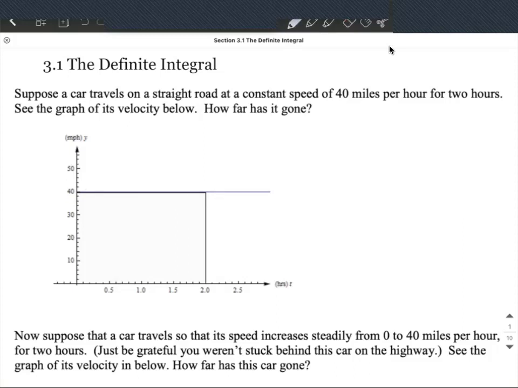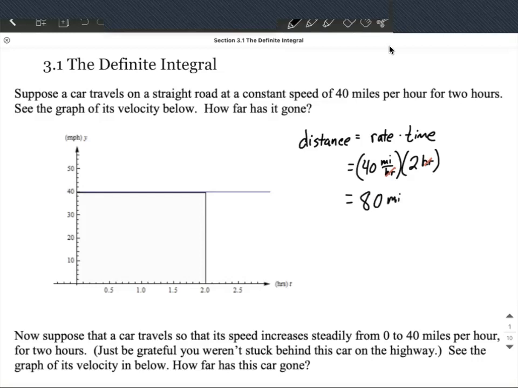Our goal is to figure out what was the distance traveled by this car. Shouldn't be too bad. As most of you know, distance equals rate times time. It's going at a constant rate of 40 miles per hour, and it's going for 2 hours. The hours get to cancel out. It looks like this car traveled 80 miles. Not a big deal in this situation.